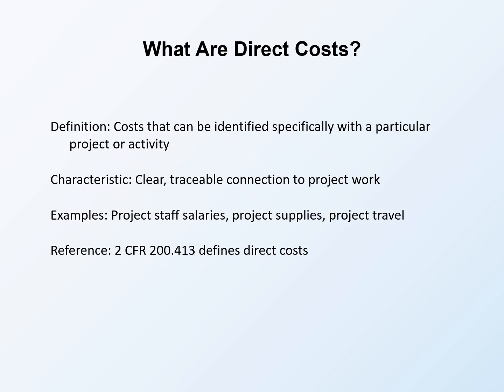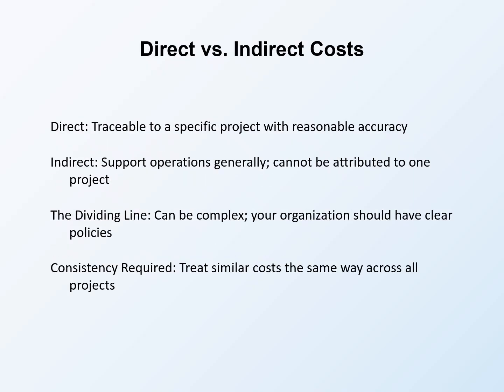The key question for identifying direct costs is, can I trace this expense to specific project activities? If the answer is yes with a high degree of accuracy, you likely have a direct cost. If the expense benefits your organization's operations generally, and cannot reasonably be attributed to any single project, it is probably an indirect cost instead. Understanding the distinction between direct and indirect costs is fundamental to proper grant budgeting and compliance. While the concept seems straightforward, the dividing line can be complex in practice.